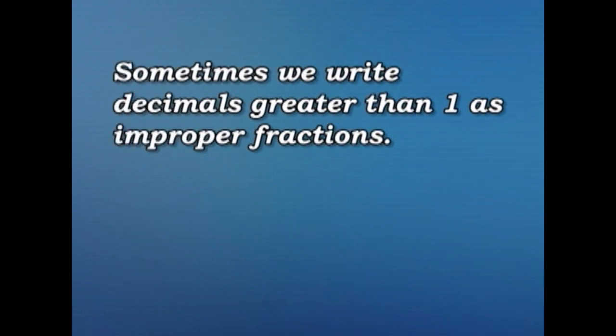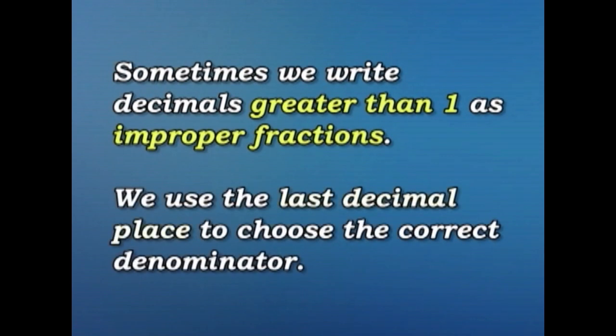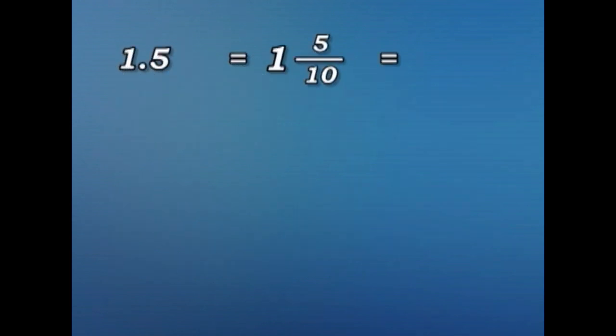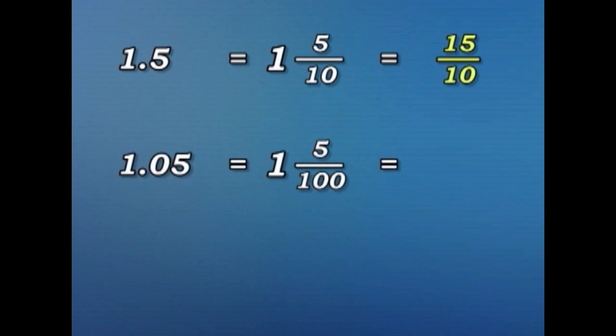Sometimes we write decimals greater than 1 as improper fractions. We use the last decimal place to choose the correct denominator. For example, 1.5 equals 1 and 5/10. As an improper fraction, it becomes 15 over 10. 1.05 is the same as 1 and 5/100ths, which is the same as 105/100ths.